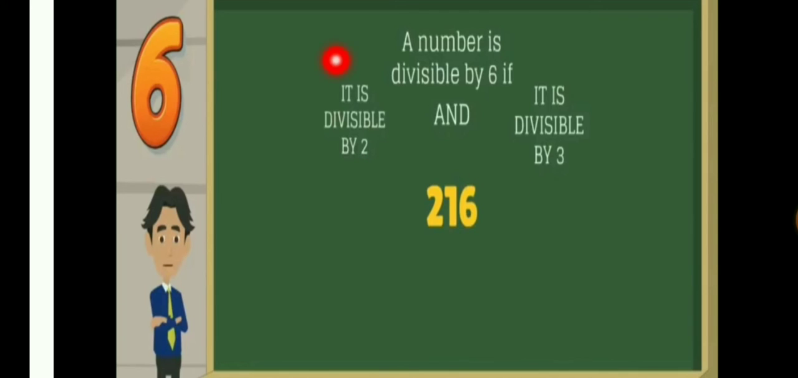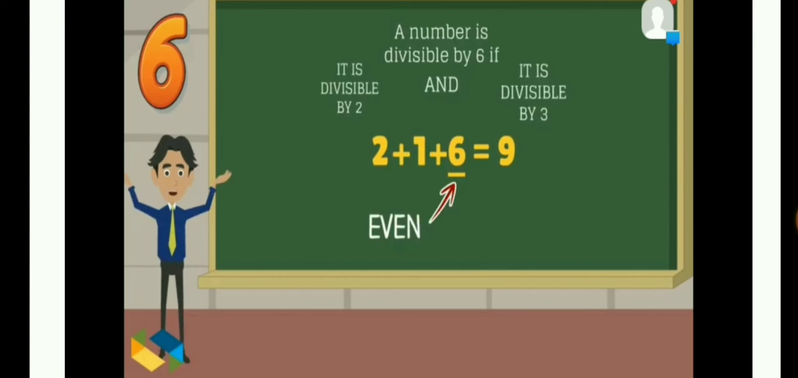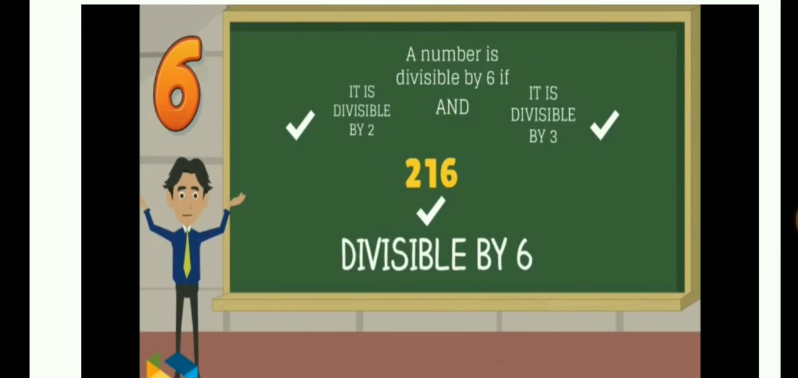Here one example is given for you, 216. First we will check by 2, later on we will check by 3. See here, the last place of 216 is 6, an even number. So it is divisible by 2. So what is the divisibility rule for 3? The sum of the digits should be divisible by 3. So 2 plus 1 plus 6 gives 9, and 9 is divisible by 3. So 216 is divisible by 6.